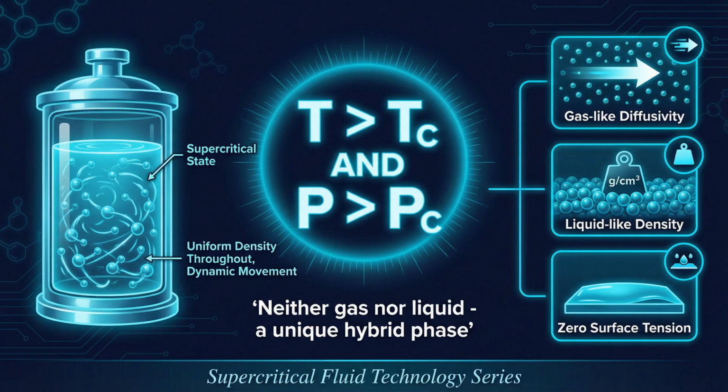It possesses gas-like diffusivity, meaning molecules can move rapidly. It has liquid-like density, giving it significant dissolving power. And crucially, it has zero surface tension. This combination of properties makes supercritical fluids incredibly useful for industrial applications.